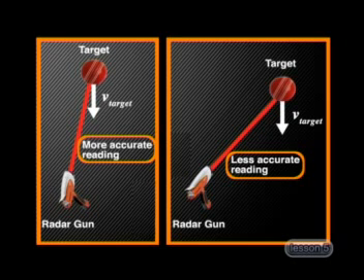When the angle of the radar gun with the target's velocity direction is wide, the measurement of the target's velocity will be less accurate than when the angle is smaller. So radar guns need to be handled correctly to give an accurate velocity reading.